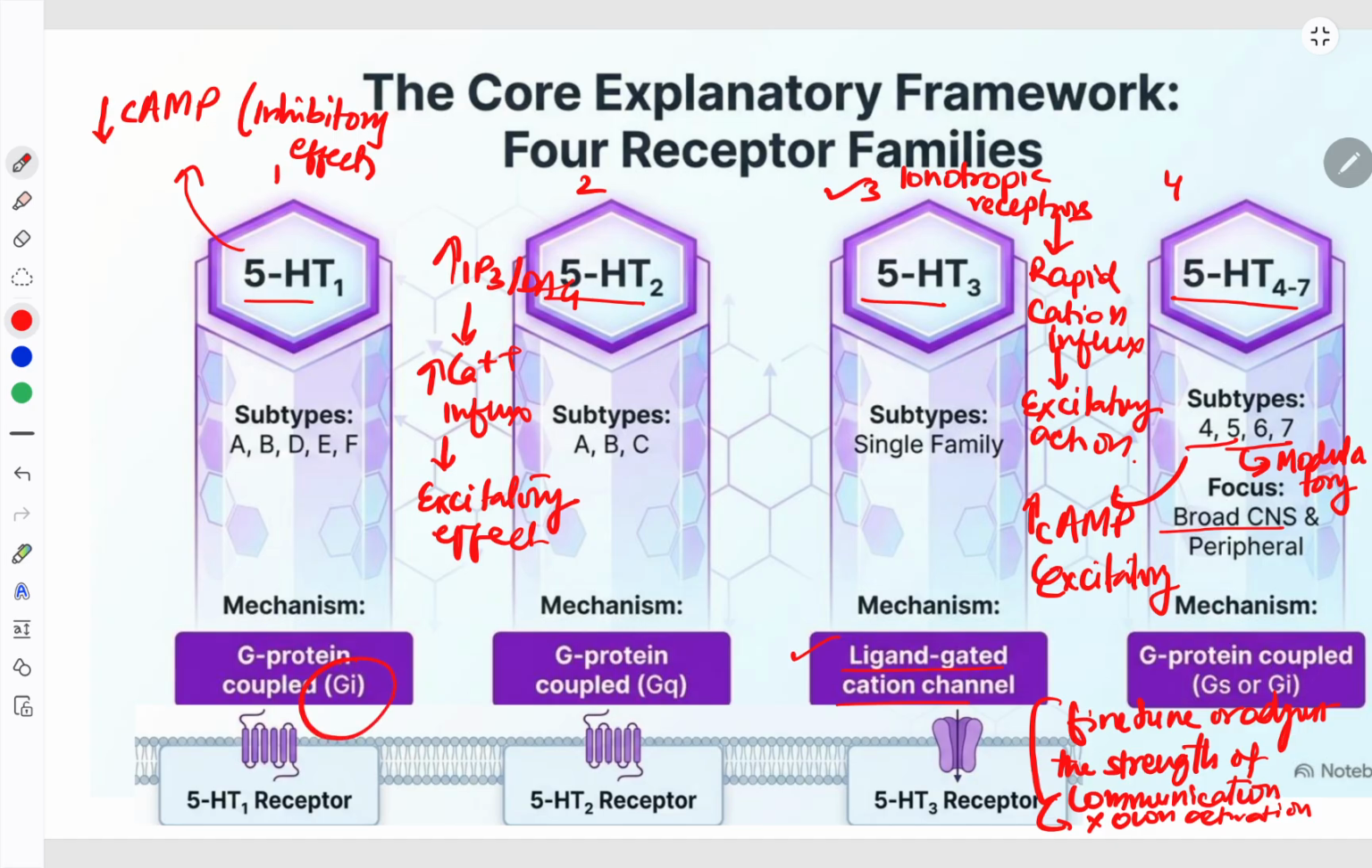This one is Gi type, this one is Gq type, the fourth one is Gs type, and the 5, 6, 7 are either Gs or Gi. If you look at the subtypes, 5-HT1 has 5 subtypes: A, B, D, E, F. 5-HT1C was later identified to be subtype 2, so it became 5-HT2C, which has 2 other types also, A and B. The ionotropic receptor is a single family, and so are 4, 5, 6 and 7.